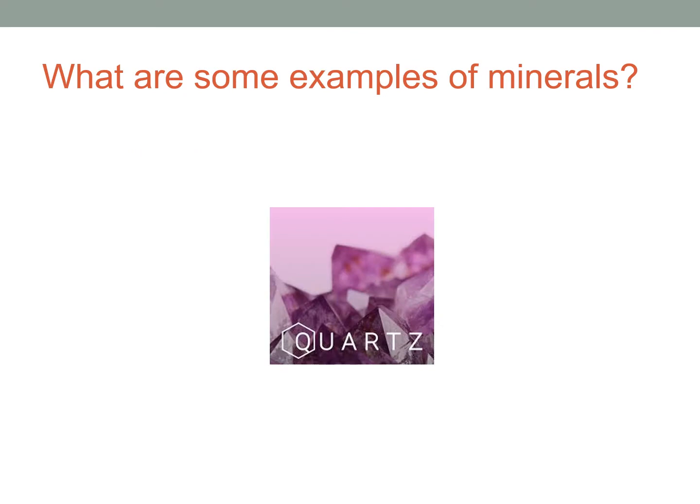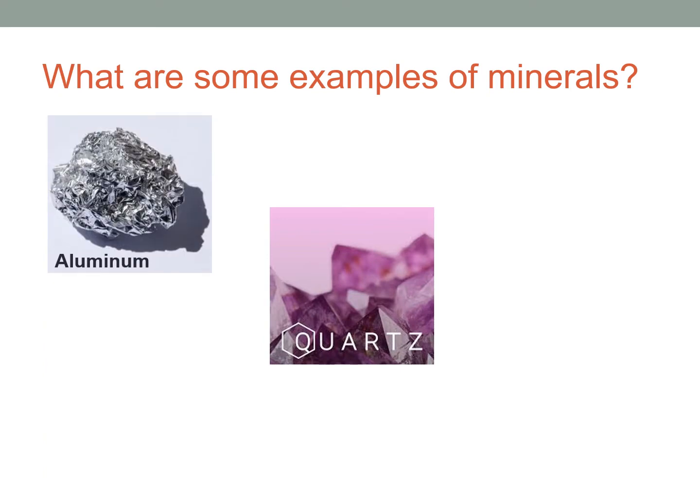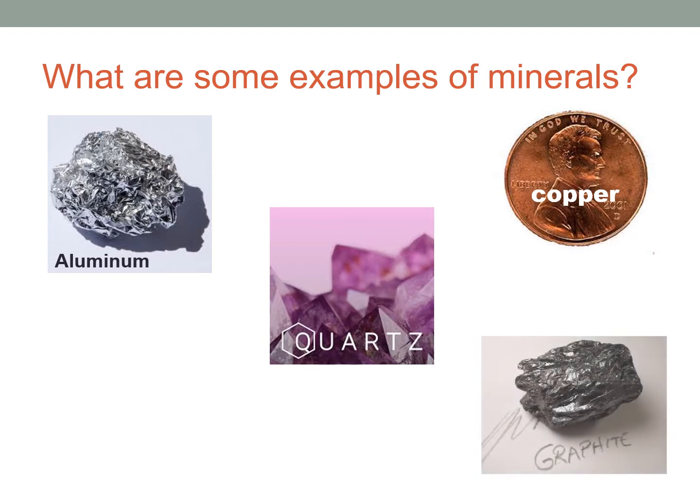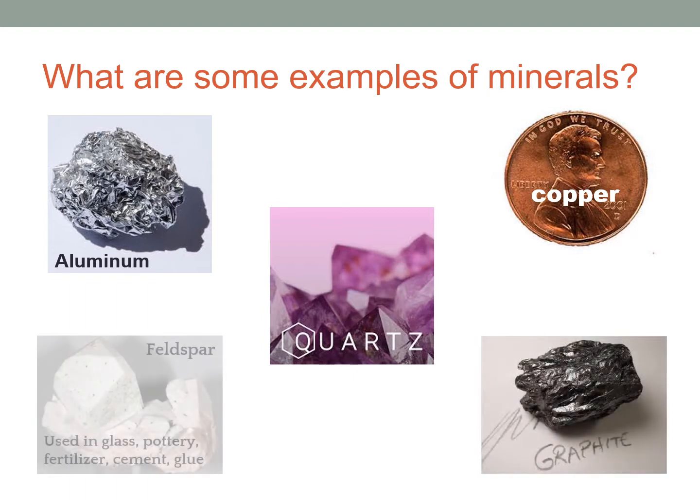So here are a few examples of minerals. We've got quartz, aluminum, copper, graphite, that's what we use in pencils, and feldspar. We use that a lot in pottery and glass and cement and glue. So here's just a few examples of different kinds of minerals.